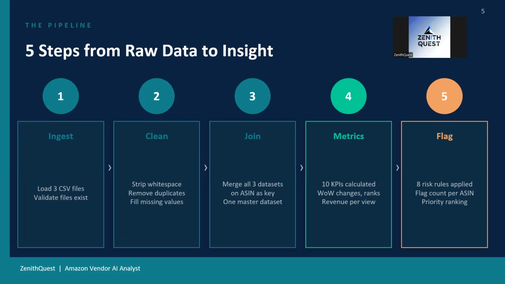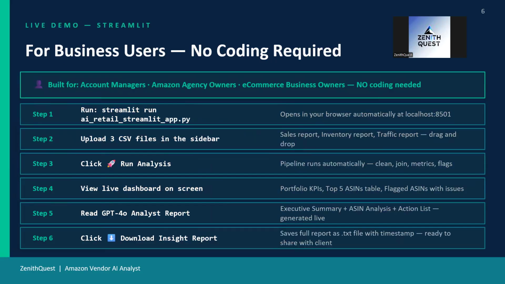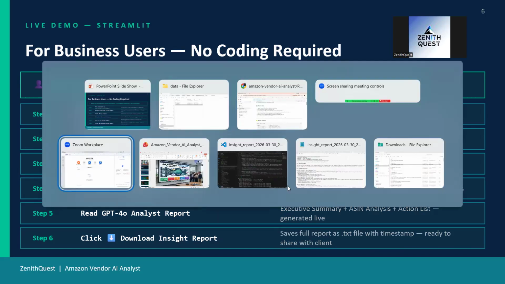The next part is a small demo. This is done with the help of Streamlit, because this is built mainly for business owners and account managers, like Amazon agency owners and e-commerce business owners, anyone who needs insight without writing a single line of code. You just run one command and it opens in your browser automatically. So that's what I'm going to do. I will explain it in detail later.